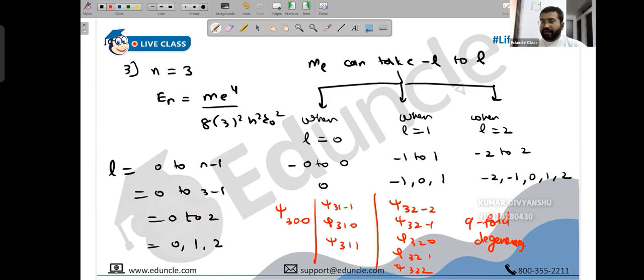So a very good 1-mark question could be: which of the following is an absurd wave function? They can give you 4 options. 3 of them would be logical and 1 would be illogical. Something like this they can give, for example, psi 3, 3, or let's say psi 3, 3, 1.